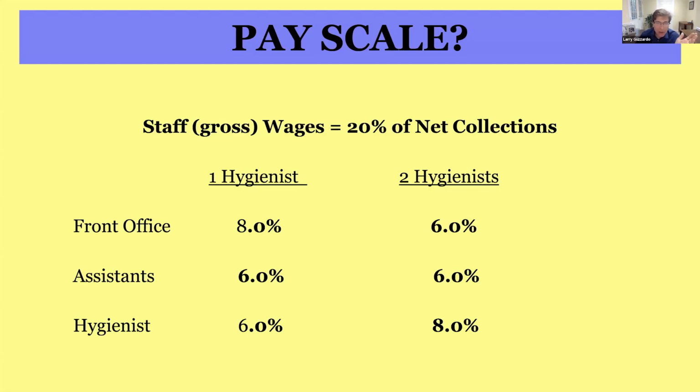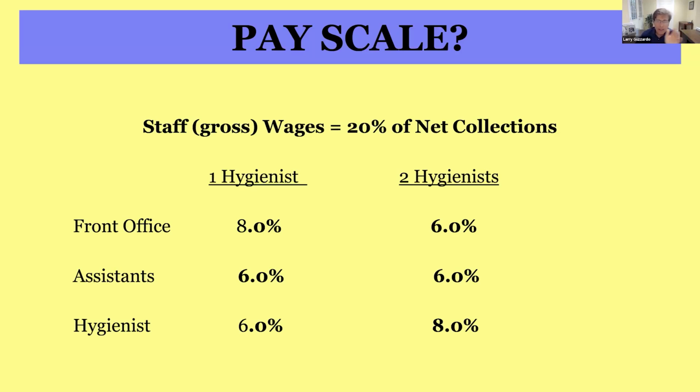When I'm doing budgeting with clients that we work with at the Academy, we reserve 20% of net collections for the staff. And the way that gets divided is if you have one hygienist, your front office is going to run about 8% of your net collections. Your assistants are going to be about 6%, and your hygienist will then be about 6%.